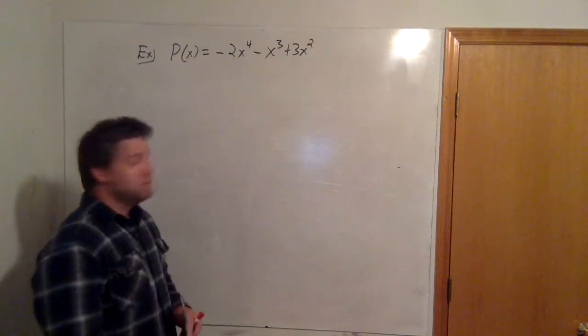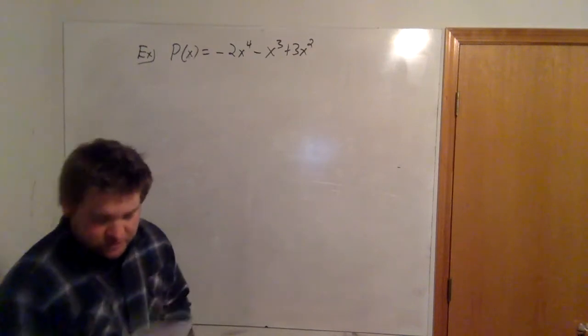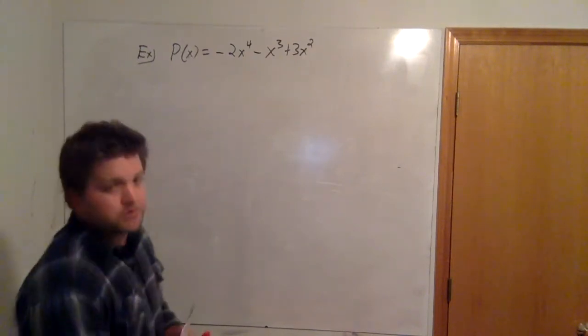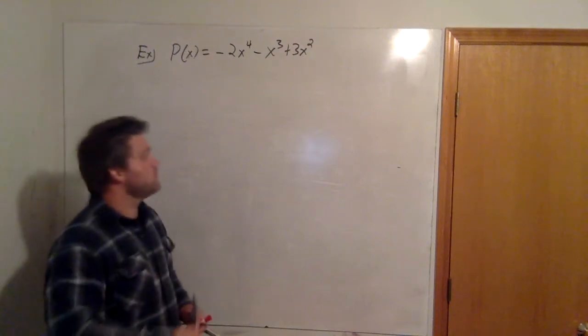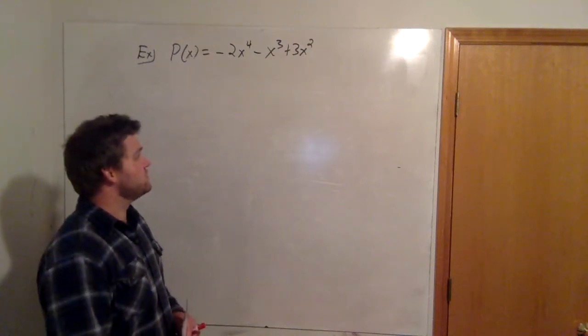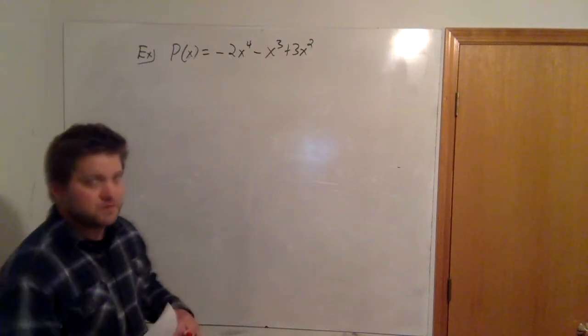Okay, so the main things we need to look for when graphing a polynomial is we want to know the graph's end behavior, we want to know where the graph's roots are, where its x-intercepts are, and we also want to know where its y-intercept is.